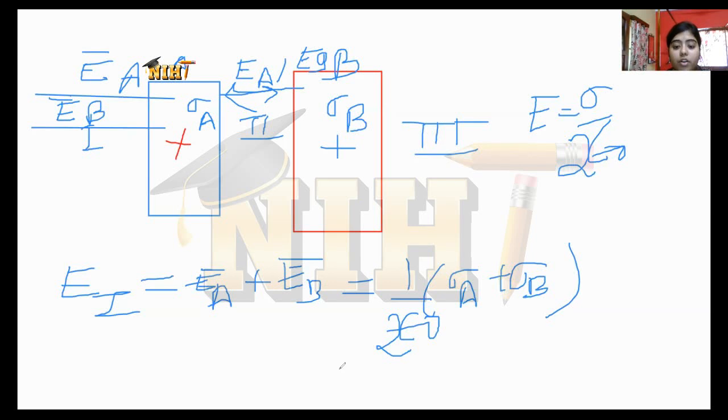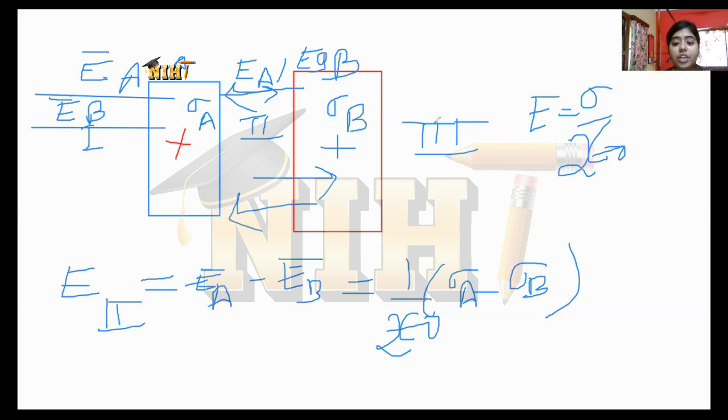So for them, what will be the resultant electric field intensity? That will be minus. So the net electric field intensity in region 2 is EA minus EB, that is, sigma A minus sigma B over 2 epsilon naught. Now if sigma A is greater than sigma B, then the net resultant electric field intensity will be directed away from plate A. And if sigma B is greater than sigma A, then it will be directed away from plate B.